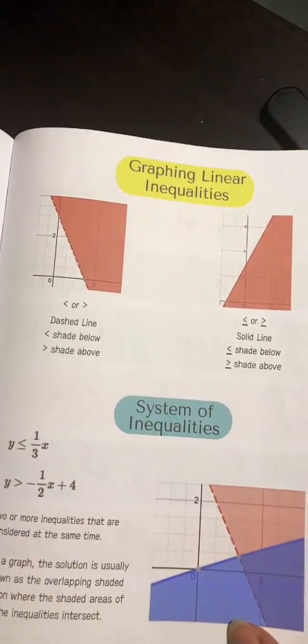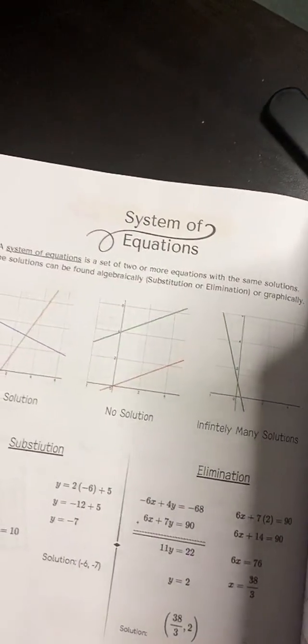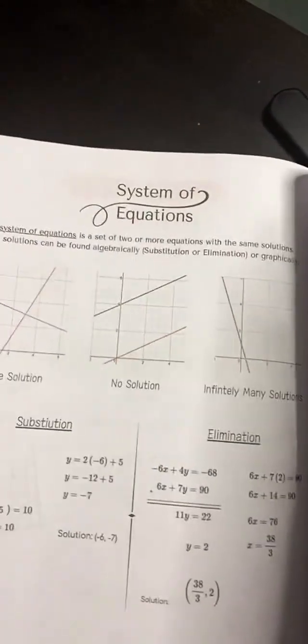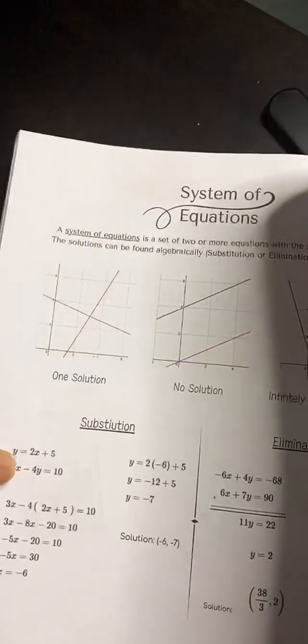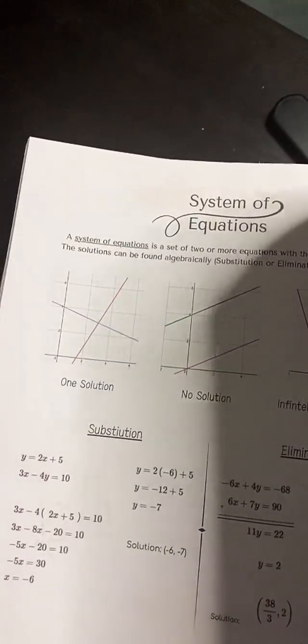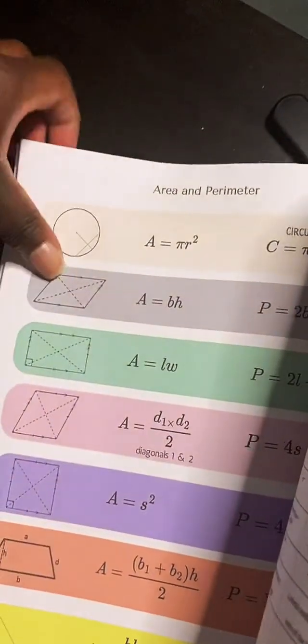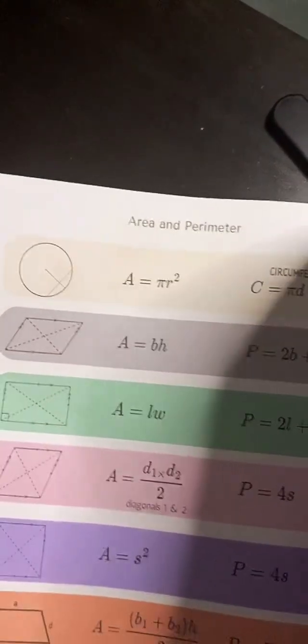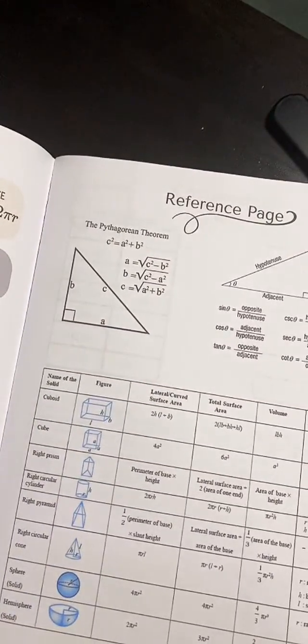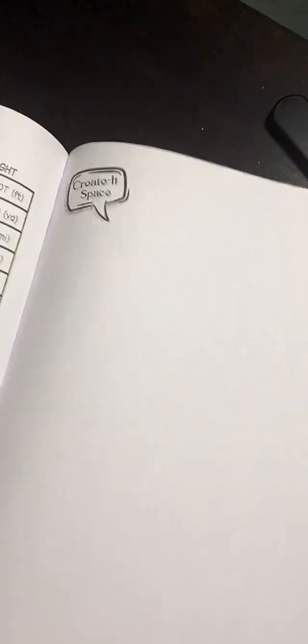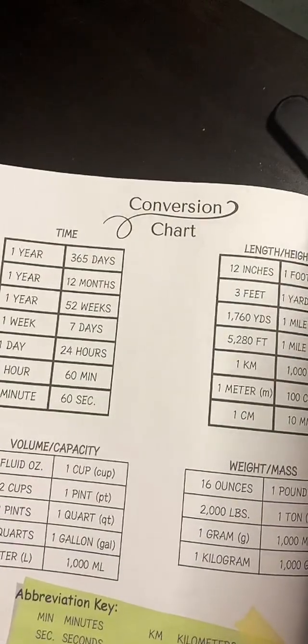Graphing linear inequalities, systems of inequalities, systems of equations. Someone was talking about substitution. Here's an example of the substitution method. Yes, it's a little tedious, but you will make it. You will live. Okay. Area and perimeter, Pythagorean theorem. Yeah, so you see there's so much. And also conversion. Okay. So everything that you can possibly think of.